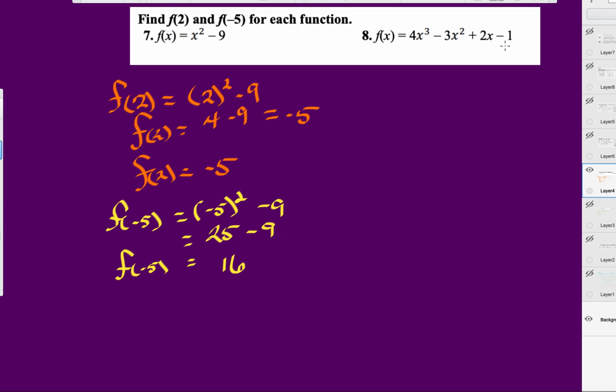So here it's a little bit more difficult. Not super difficult, but I want to show you what this looks like when we start inputting values. So let's go ahead and use something super bright. If you guys don't mind, I'm going to do f of 2, and then just start inputting 4 times 2 cubed. This is very important. I want to talk to you about how to evaluate that.